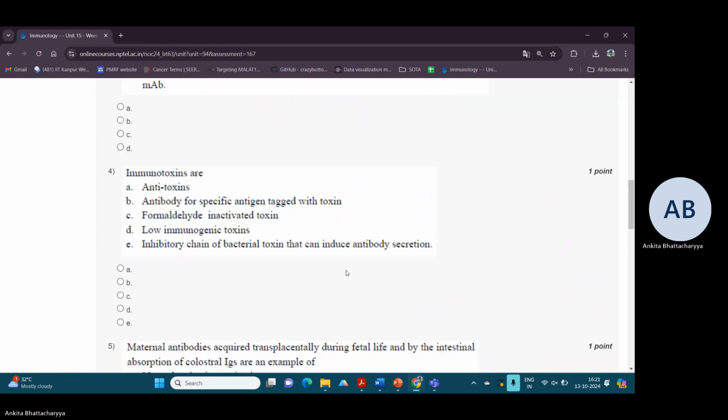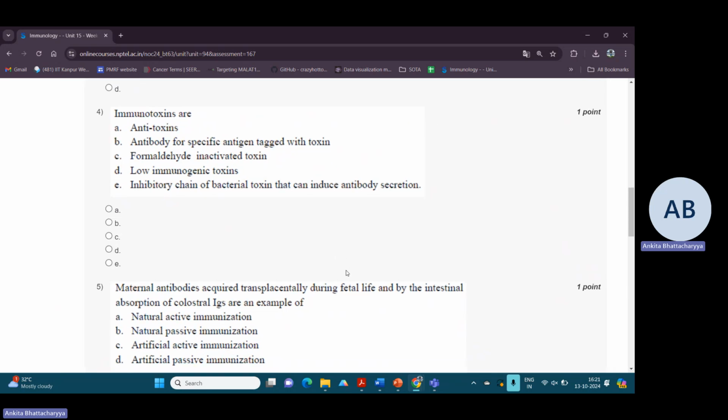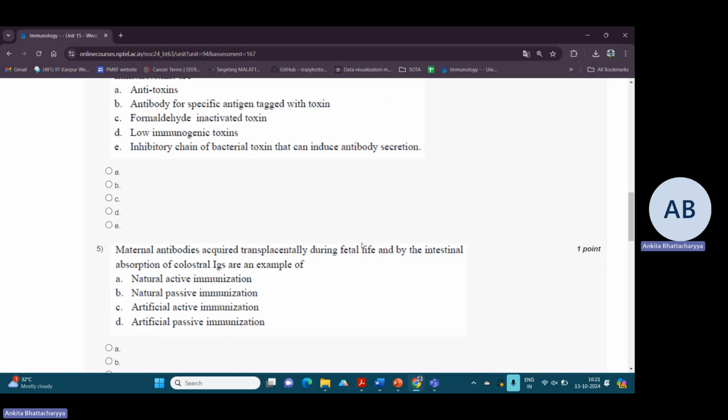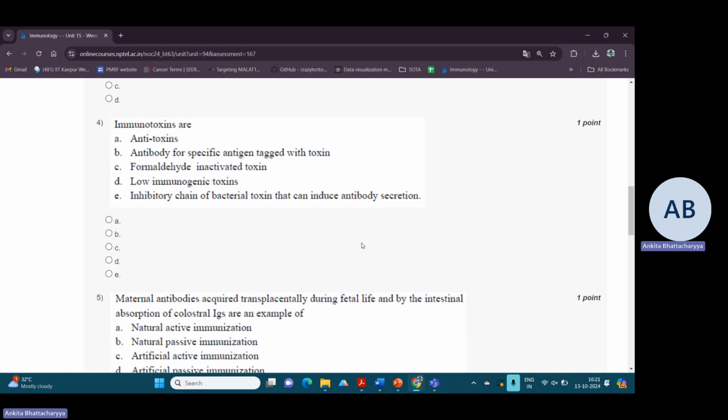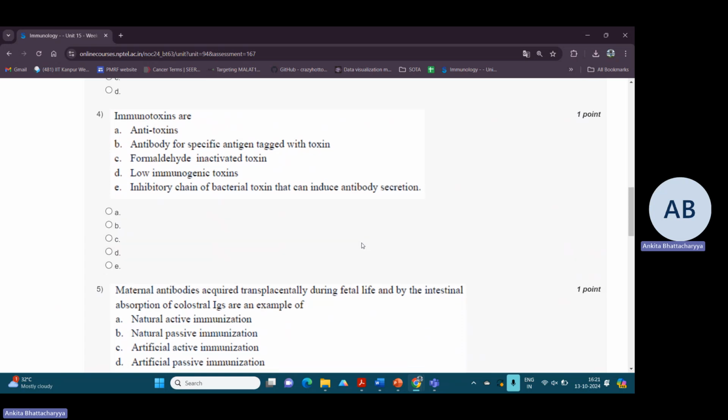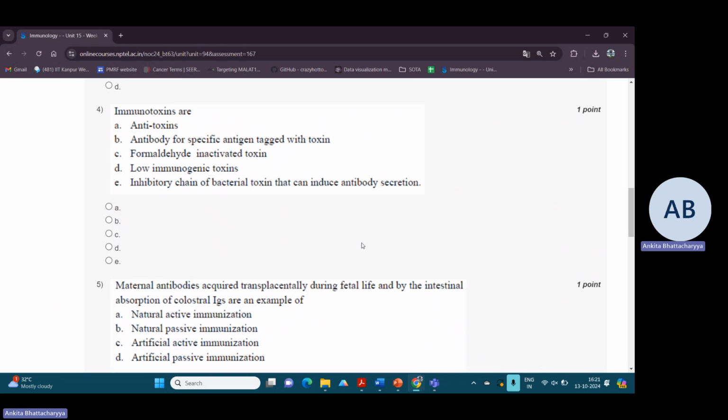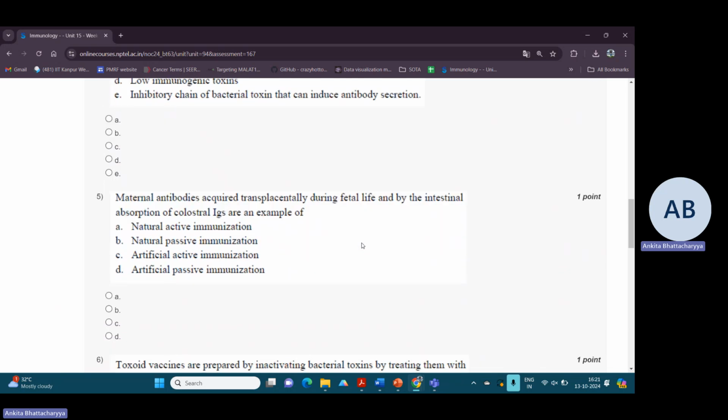Immunotoxins are what? Antitoxins, antibody for specific antigens tagged with toxins, formaldehyde inactivated toxins, low immunogenic toxins, or inhibitory chain of bacterial toxins that can induce it. Okay, I cannot address this question directly. You can refer to, I think, the third video of this week's lectures if you are not clear about it. But yeah, it's a very direct, factual question, so maybe I'll refrain from discussing it. We'll take it up very soon in next week's session, and maybe that should help you out.